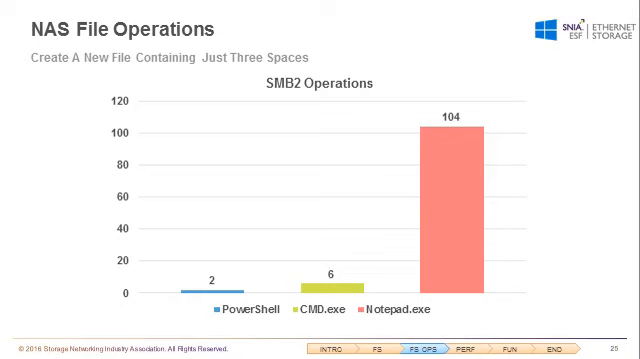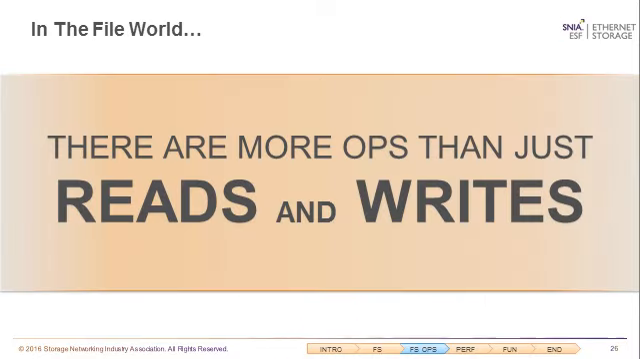And so what's the takeaway from this? The takeaway from this is not don't use Notepad. The takeaway from this is there's a lot more ops than just reads or writes in the file world. And it's non-intuitive how your user-level actions, like using Notepad or Echo, are going to translate to the file system level operations. But everything we do that touches a file is going to translate to file operations at some level in the file system.